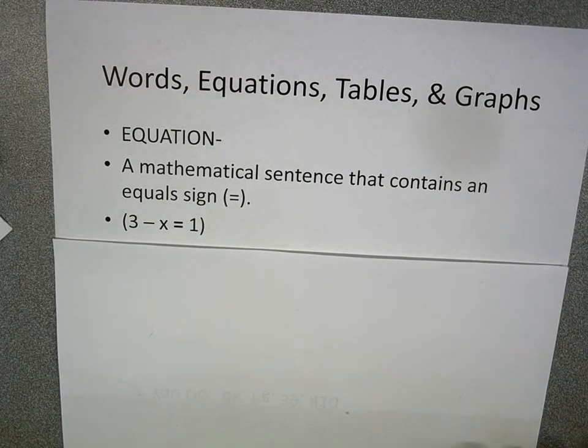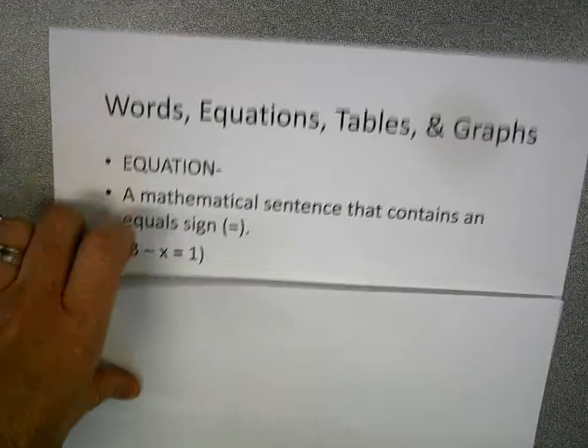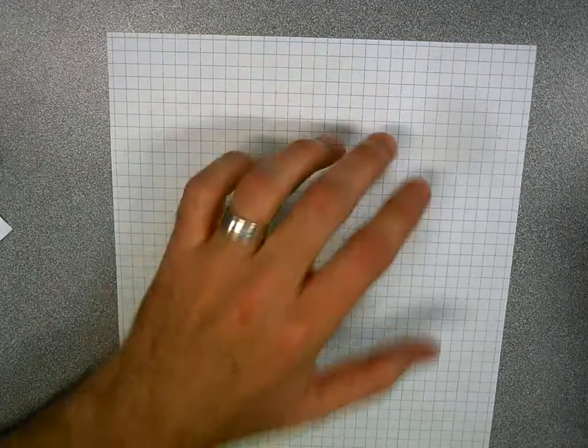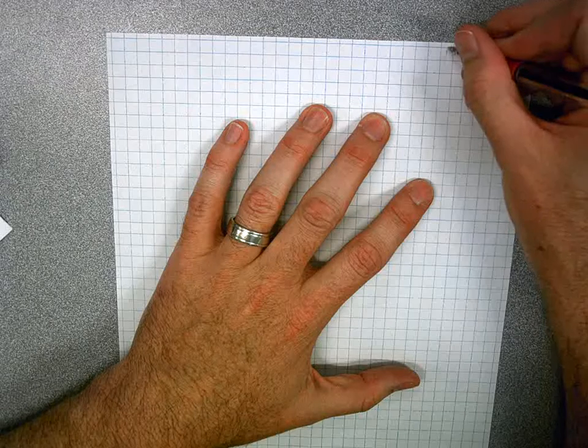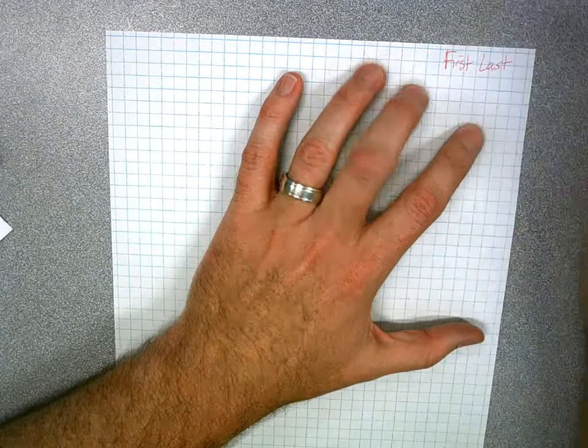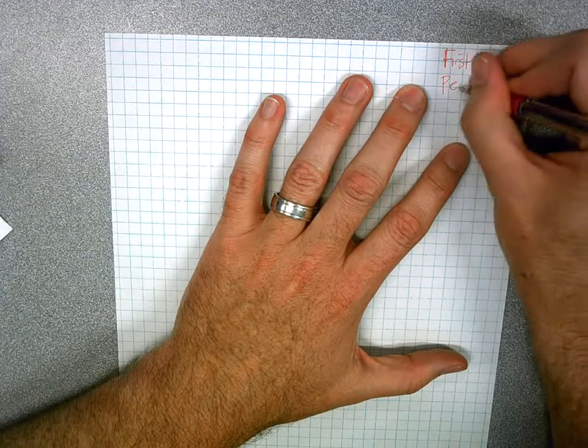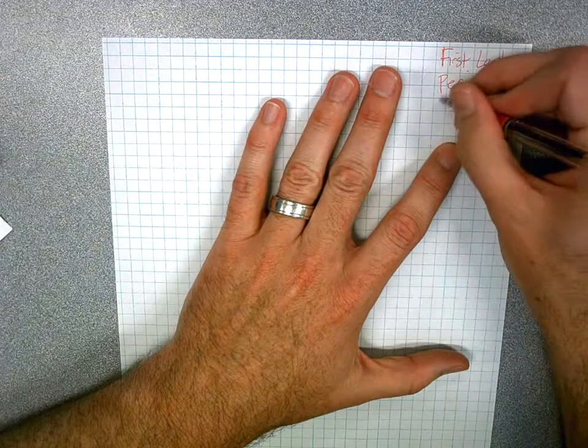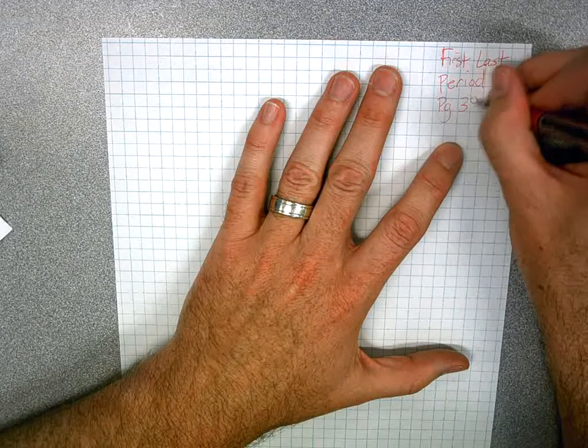Okay, so here's what we're going to do: go ahead and grab your book, flip over to page 39. Take out a piece of graph paper. All right, on that paper, first and last name. Don't forget to put your period. You can put the date if you want. List down the page the problems you need to do along with the assignment number if you'd like.